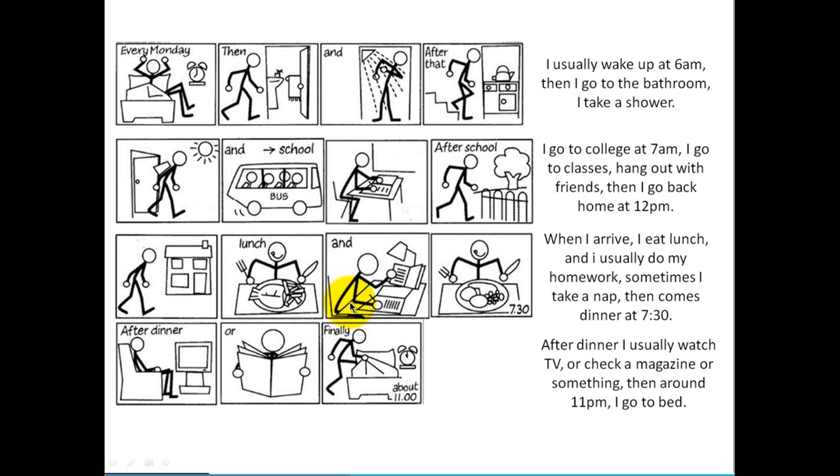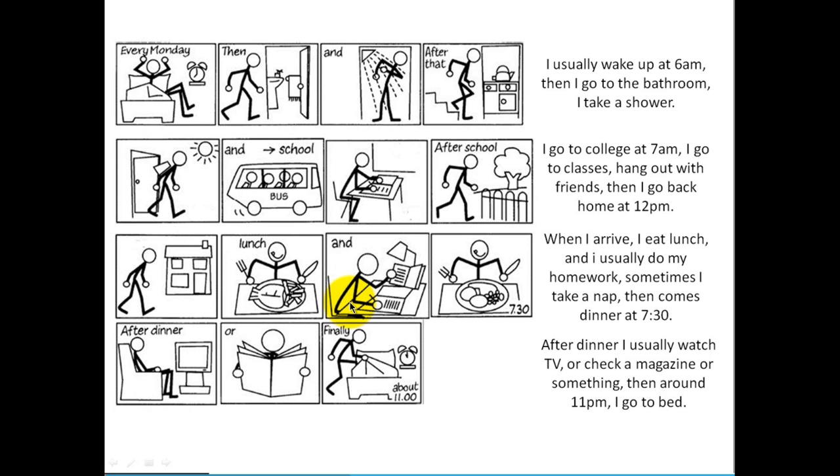Now, let's look at an example here of how a basic description of a daily routine would be like. I usually wake up at 6 a.m. Then I go to the bathroom. I take a shower. I go to college at 7 a.m. I go to classes, hang out with friends. Then I go back home at 12 p.m. When I arrive, I eat lunch, and I usually do my homework.